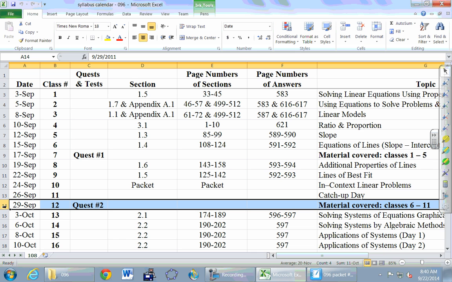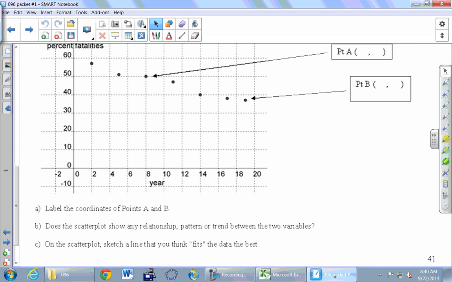As usual, there are practice problems for that quest inside the packet. Look around and you will find them. There are also videos on YouTube of me going through those problems.